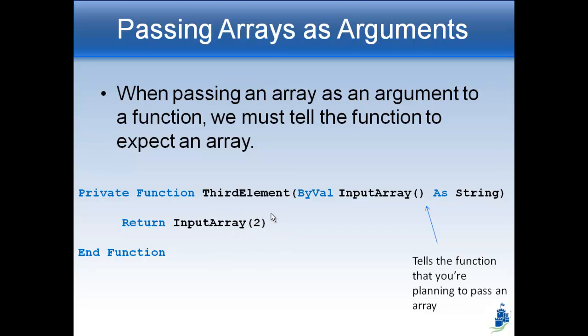Why is 2 the third element? Well, because 0 is the first, 1 is the second, and 2 is the third. All right, so one last time, I have this function called third element. We're passing it 1 argument, but this argument is an array. It's called input array. And we tell the computer it's an array by adding these parentheses at the end there. That's key. And then this function is real simple. It just returns the third element, which is input array of 2.